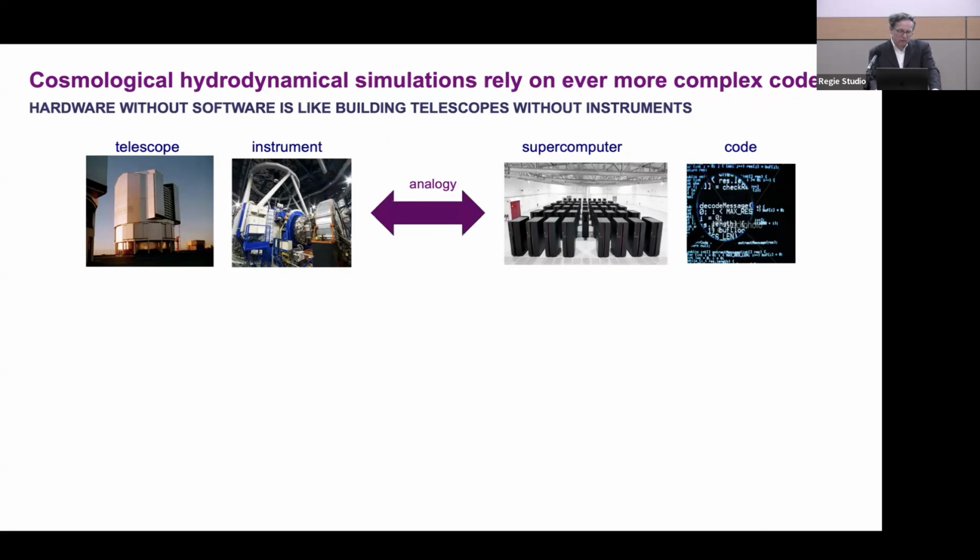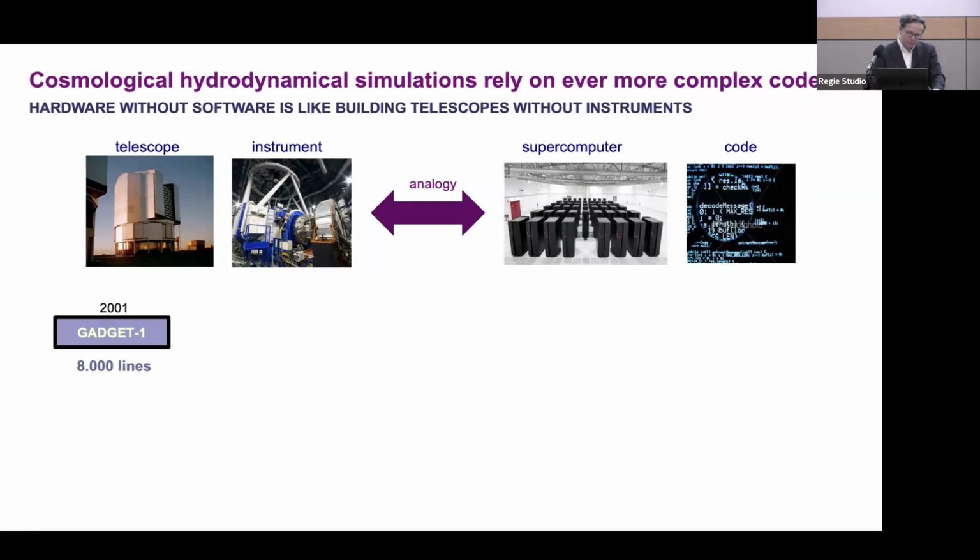I often like to compare our simulation codes that we put on supercomputers to the way observational astronomy works, where you have a large telescope and you develop very complicated instruments that then enable the actual observations and the scientific discoveries and detections. A telescope without the instrument would be worthless. And it's similar with a supercomputer. You need the software, of course, to do this.